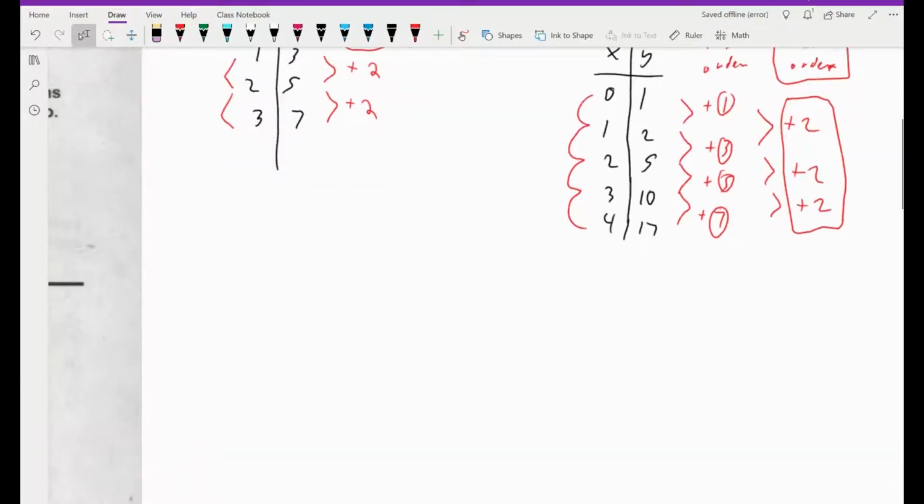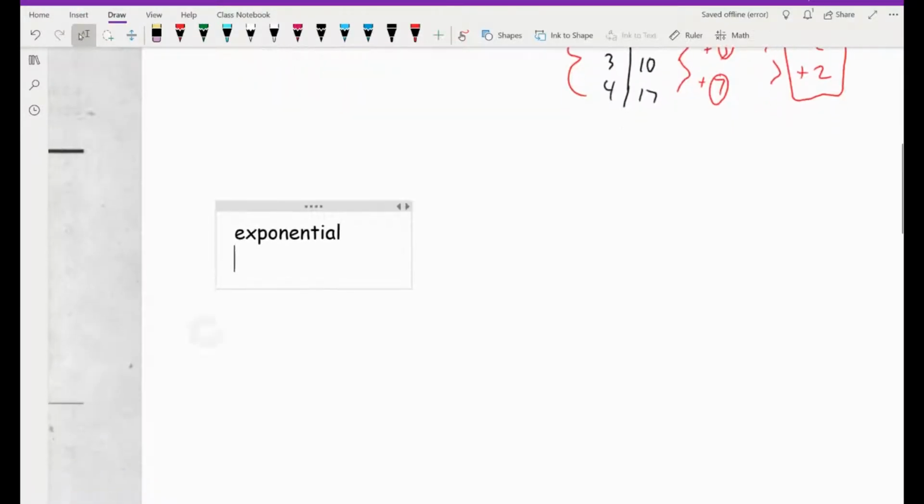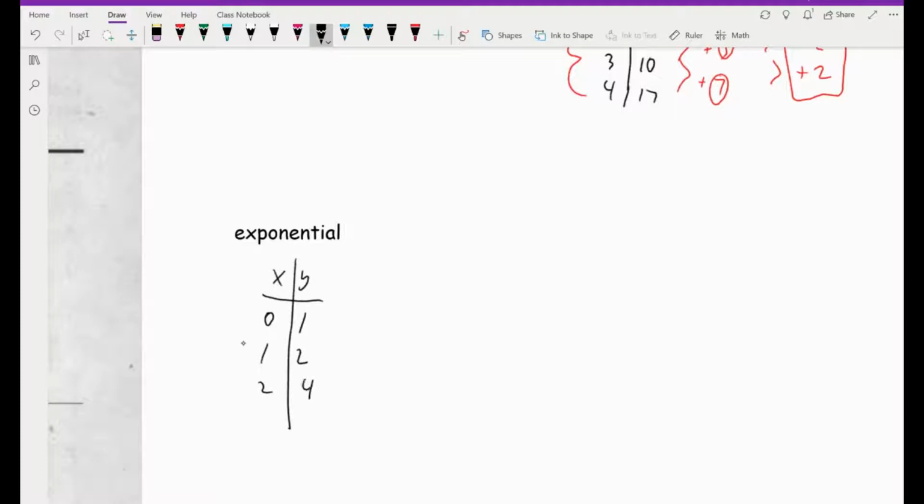Now, the third type of equation we learned are the exponential equations. Values of an exponential may look something like this. Let's do one more point. Now, exponentials have a constant ratio, which means we're multiplying or dividing. And if we're going to divide, we'll still call that multiplying. We'll just multiply by a fraction.